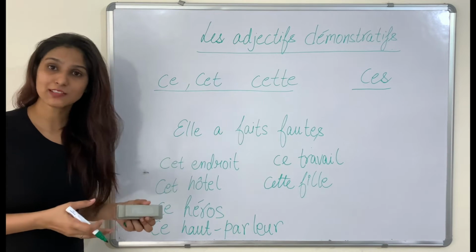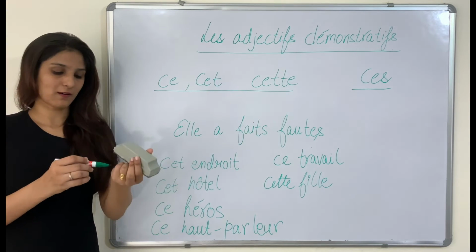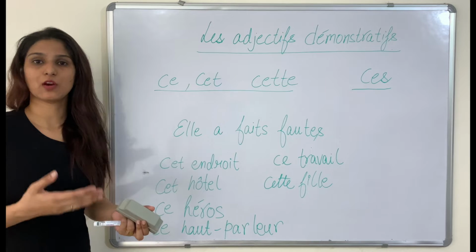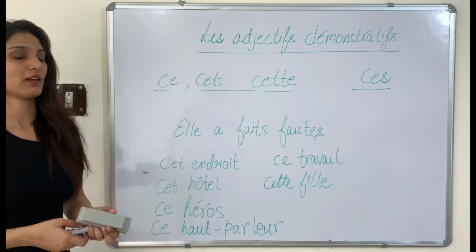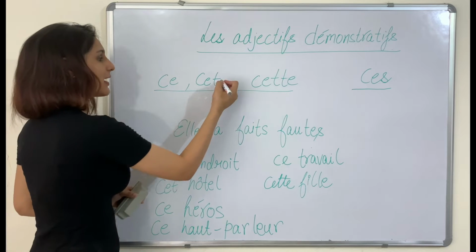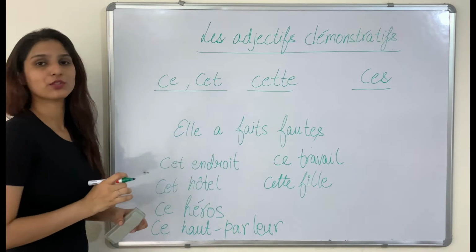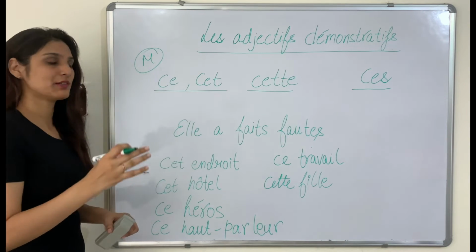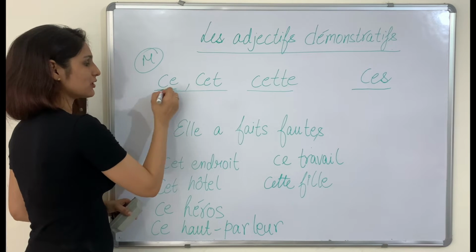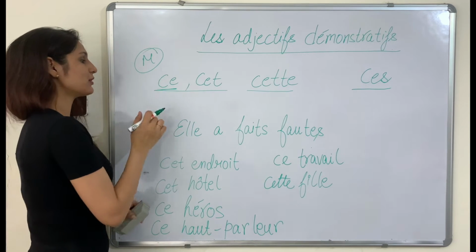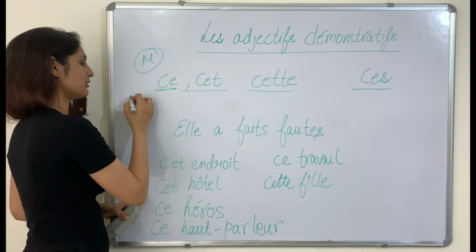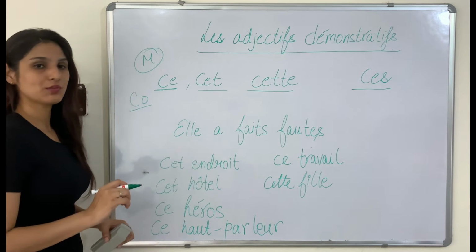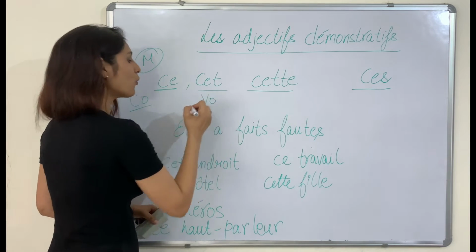Actually, these are demonstratives, which help us to demonstrate the placement of the object, person, thing, or anything. Now, ce and cet you are going to use as in masculine, right in front of the masculine words. Ce is going to get used in front of the words that start with a consonant. And cet is going to get used in front of the words that start with the voyelle.